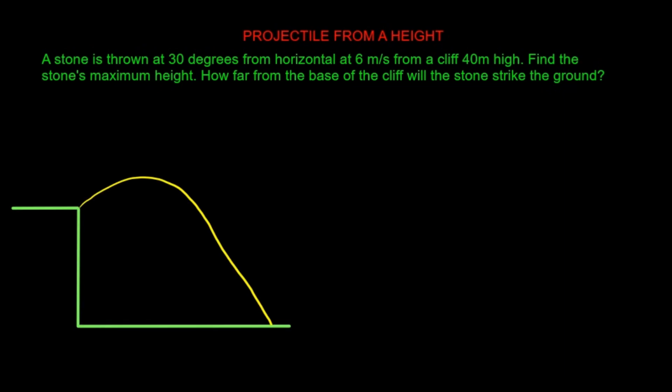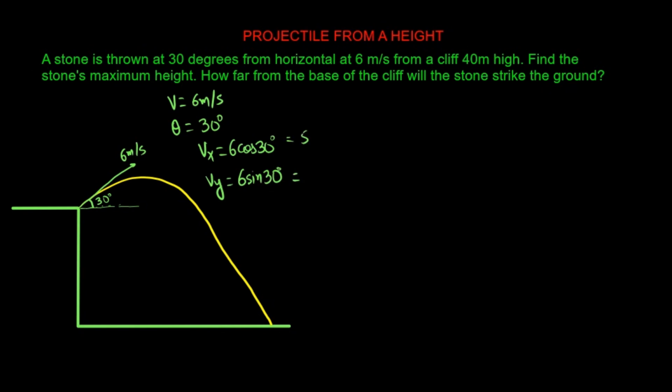This is the cliff. This is what the thrown trajectory would look like. We know that angle is 30 degrees from horizontal and it's 6 meters per second initial velocity. Let's write those down. Now, working with projectile, we always resolve the component of the velocity in the x and y direction. We'll do that. So Vx would be 6 cos 30, which is 5.2, and Vy is 6 sine 30, which is 3 meters per second.